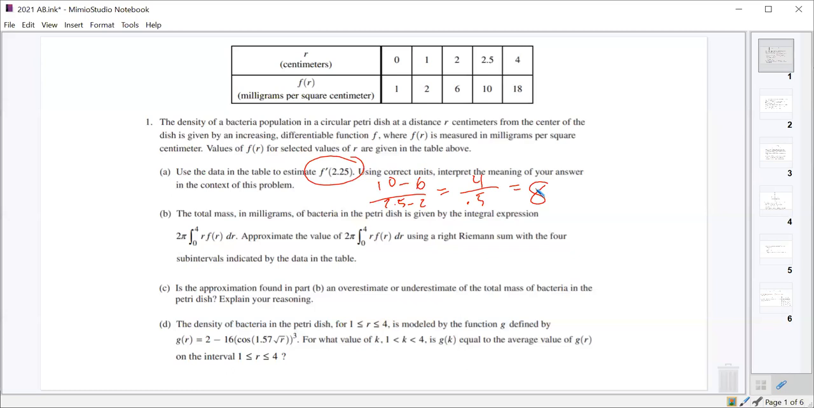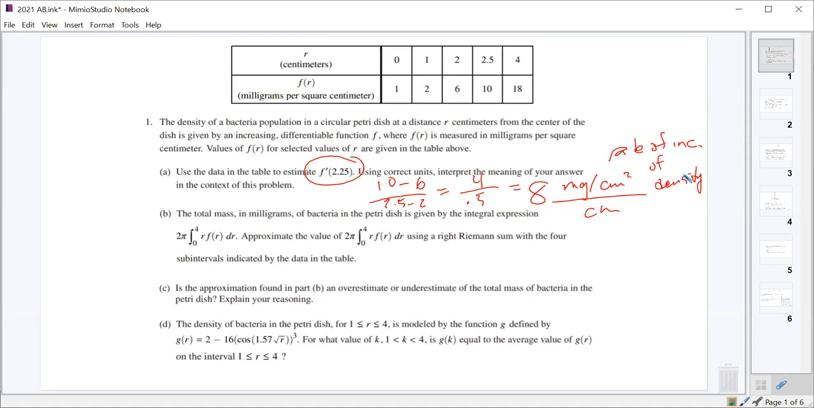What were your units? Because it says using correct units. It should be milligrams per square centimeter per centimeter. So you could have said milligrams per centimeter cubed, but milligrams per square centimeter per centimeter works too. And 8 is the rate of increase of the density in milligrams per square centimeter per centimeter. Everybody good with part A?